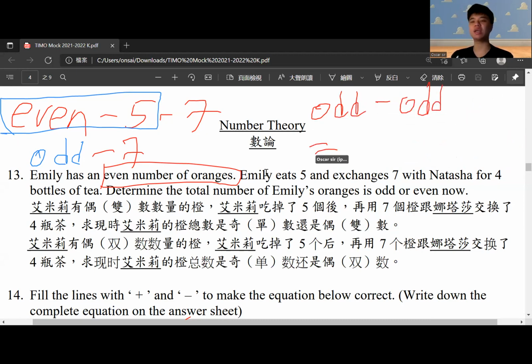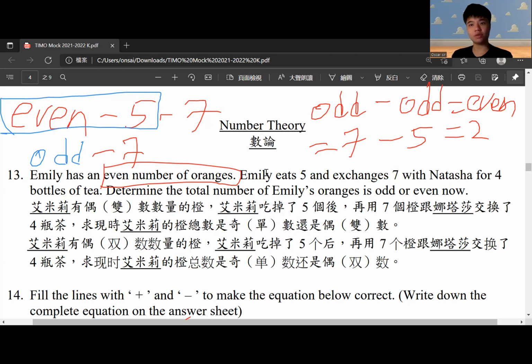So at this time, you may be thinking, I need to remember what the property is for odd number minus odd number. But no worry about it. We can assign a number to test the property. You can use any number. Maybe I just use 7. 7 is an odd number. 7 minus 5 is 2, right? 2, this time, is an even number.